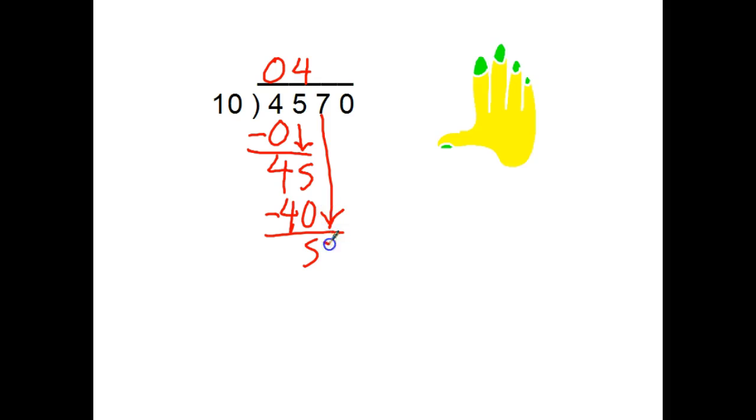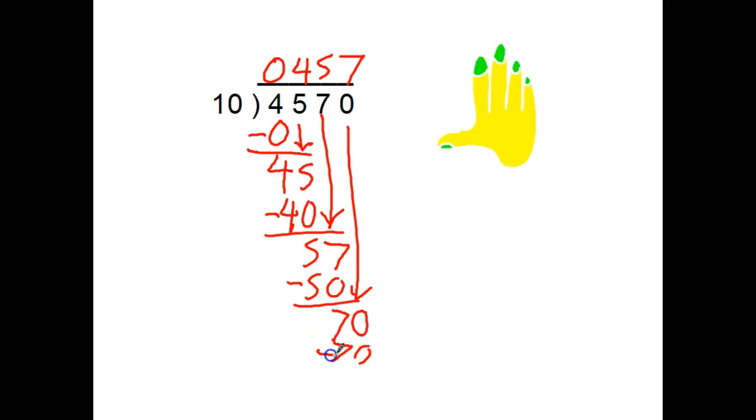Bring down my 7. How many 10s in 57? 10, 20, 30, 40, 50. That'd be 5 of them. Subtract, I got a 7, and bring down my 0. How many 10s in 70? 7 of them, because 7 times 10 is 70, and there's no remainder. So 4,570 divided by 10 equals 457.